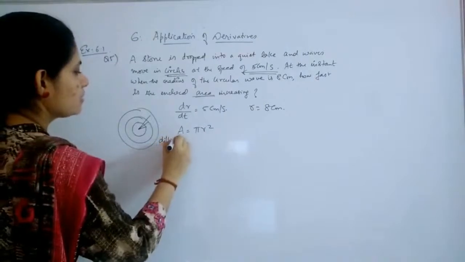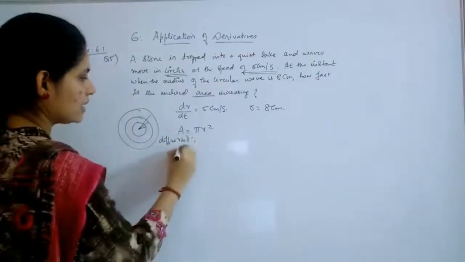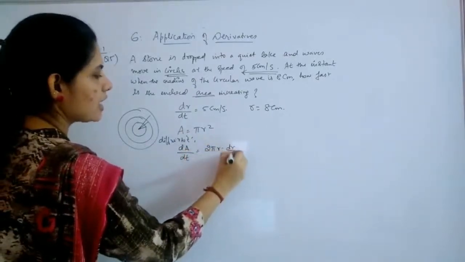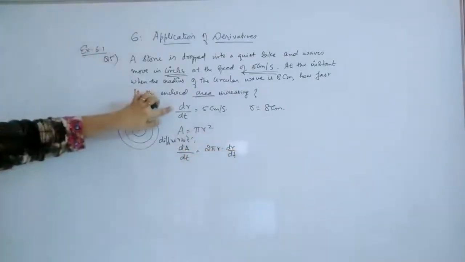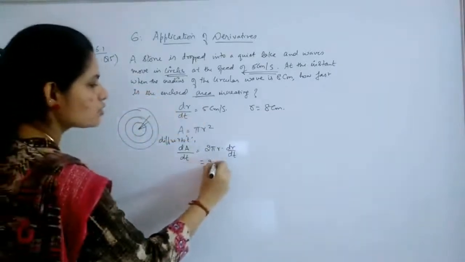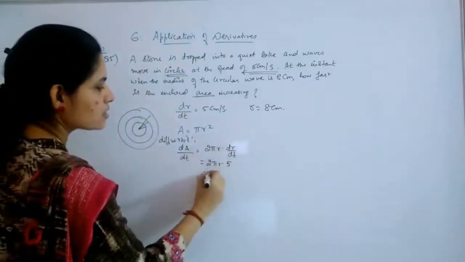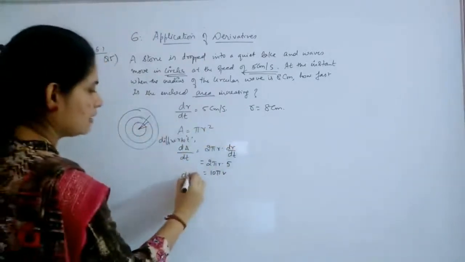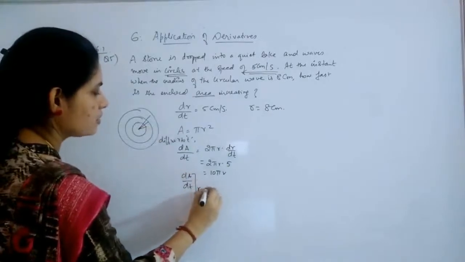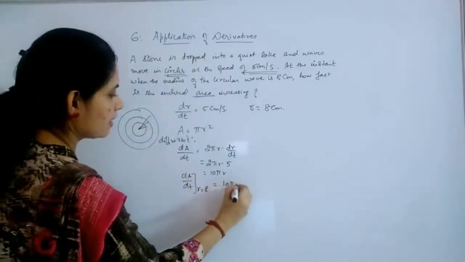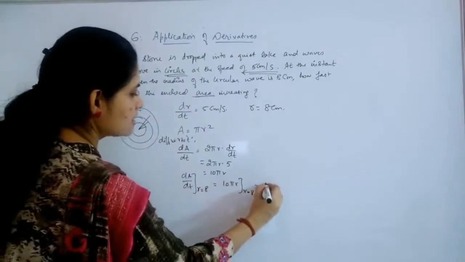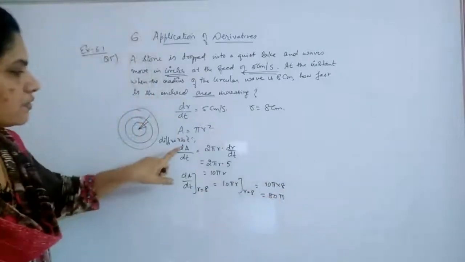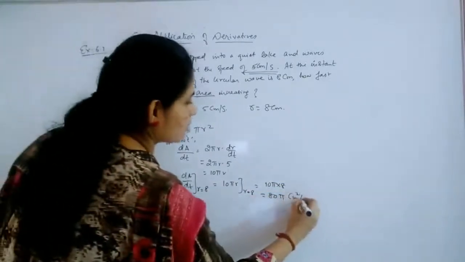Differentiating with respect to t, you will get dA by dt is equal to 2 pi r into dr by dt. dr by dt is given to be 5, so it will be 2 pi r into 5, which is 10 pi r. Again, it is dA by dt when r is equal to 8 centimeters. So you will get 10 pi r when r is equal to 8, which is 10 pi into 8, 80 pi. Unit will be centimeter square per second.